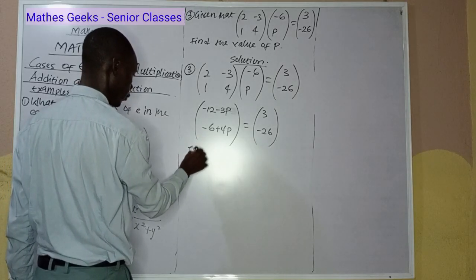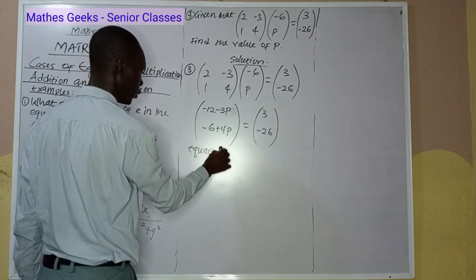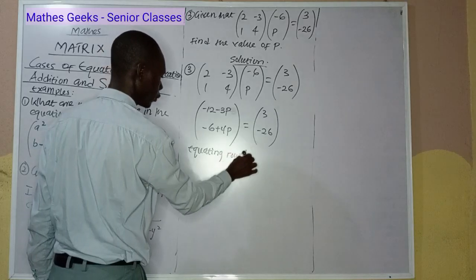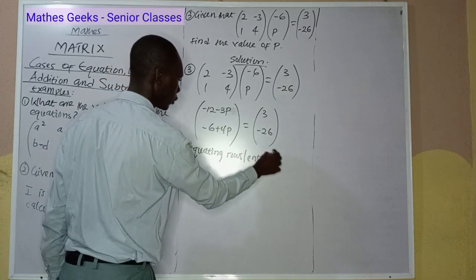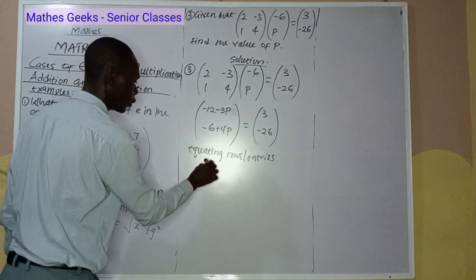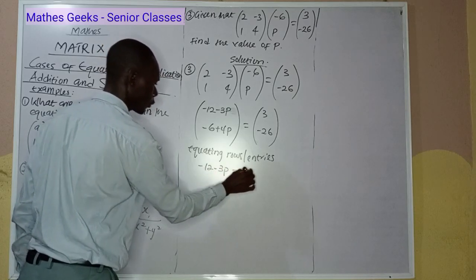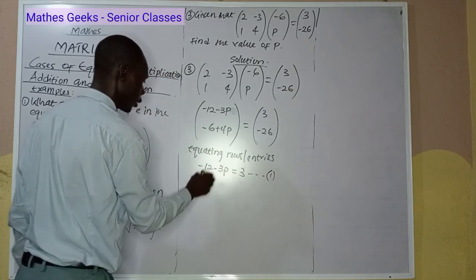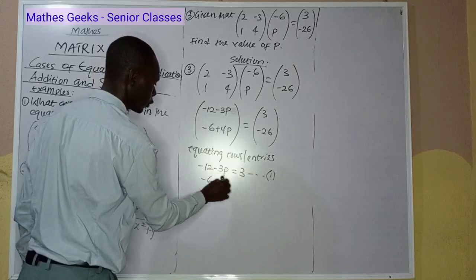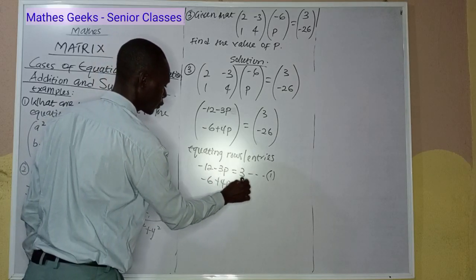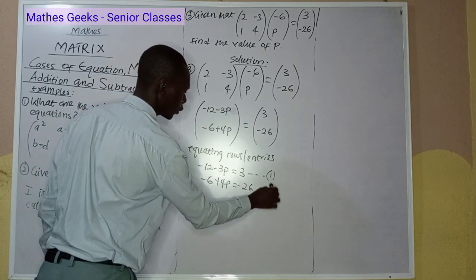Equating rows or entries, we have minus 12 minus 3p is equal to 3. Let's call this equation 1. Minus 6 plus 4p is equal to minus 26. Let's call this equation 2.